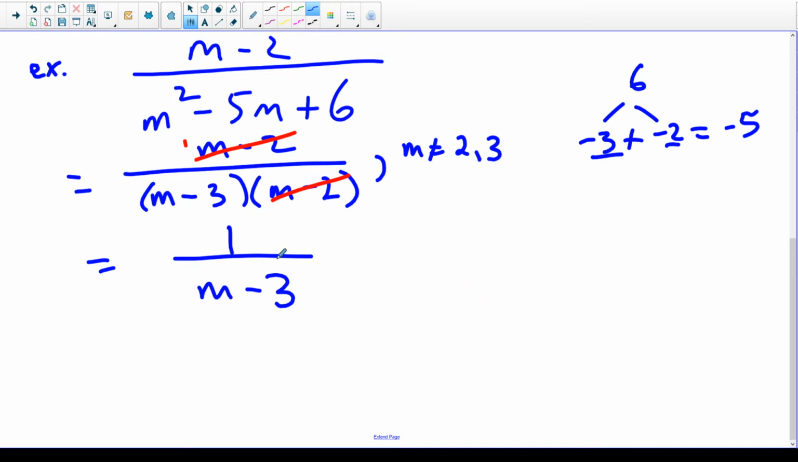And 1 over m minus 3, if you remember, is going to be a 1 over x graph that's been moved over to the right by 3. Now, something happens at 2, which probably is an open circle at 2, and then our asymptote would be our other restriction.